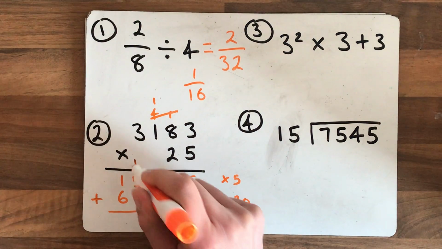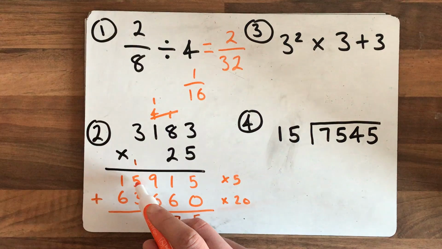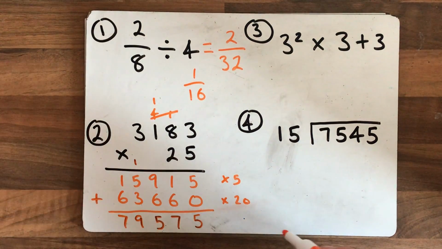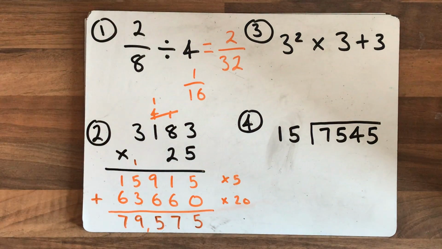5 goes there. The 1 goes over in a column so we can continue to add. 5 add 3 is 8, add 1 is 9, 6 add 1 is 7. Remembering to add in the comma towards the end to make it easier to read: 79,575.